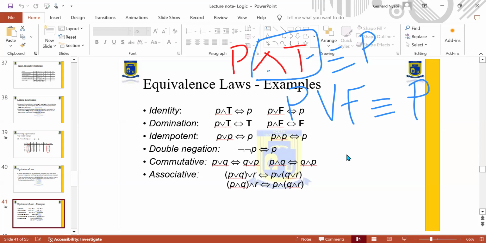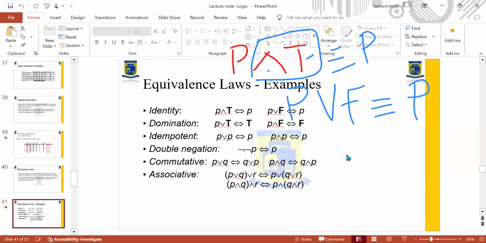So the second domination is saying that P, or any statement P, and a false statement will give you a false conclusion. Any statement and a false output will give you a false conclusion. So let's give an example and see.